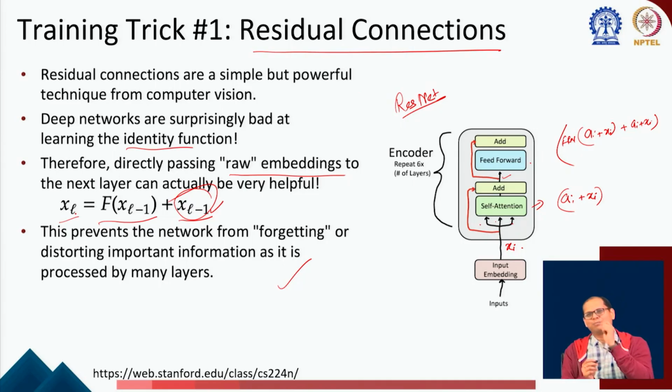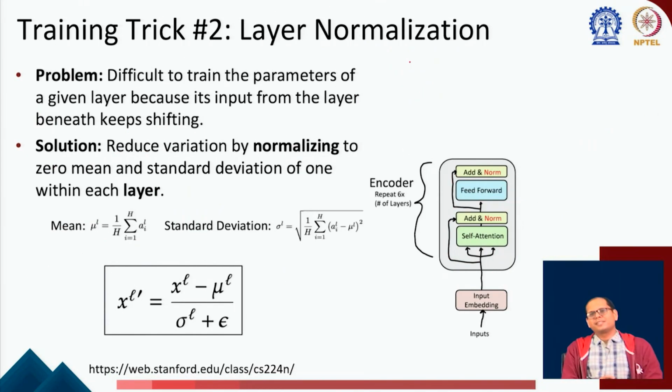So you have this add block. You add the original input and you keep on doing that again and again. So this is one important trick, residual connection or skip connection. The second trick is layer normalization.